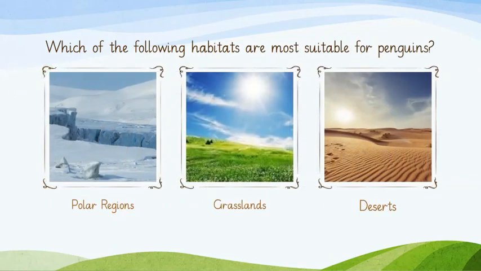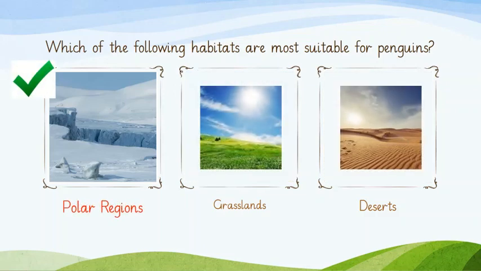Another question coming your way is which of the following habitats are most suitable for penguins? We have just seen penguins. Can you tell which area would they prefer to live in? The polar regions or the grasslands or the extremely hot deserts? The correct answer is that penguins like to live in the polar regions.